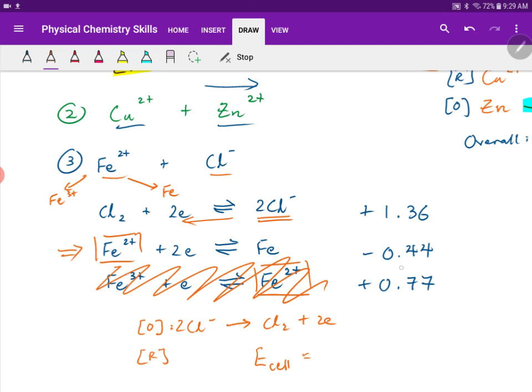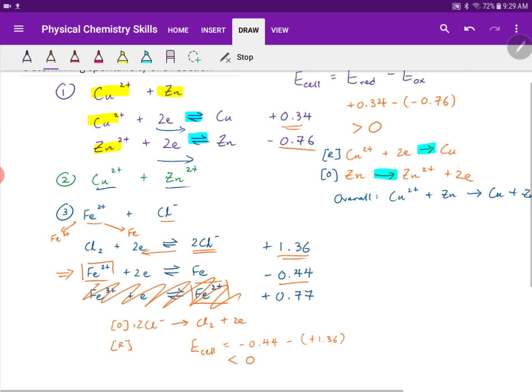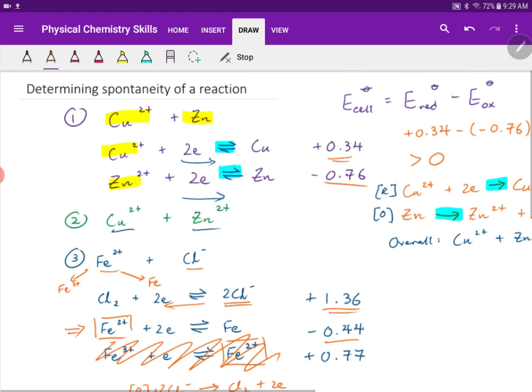Since this is the reduction half, we'll take negative 0.44 minus positive 1.36, and I think it's obvious enough that this value is smaller than 0, therefore Fe2 plus and Cl minus is not spontaneous. Therefore, you will be able to see FeCl2 aqueous existing on its own. So this is how we can tackle questions that ask us to determine if a reaction is spontaneous or not.